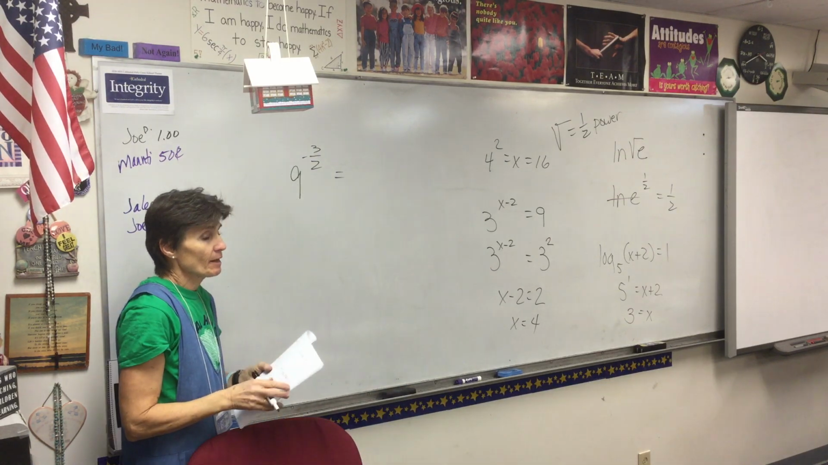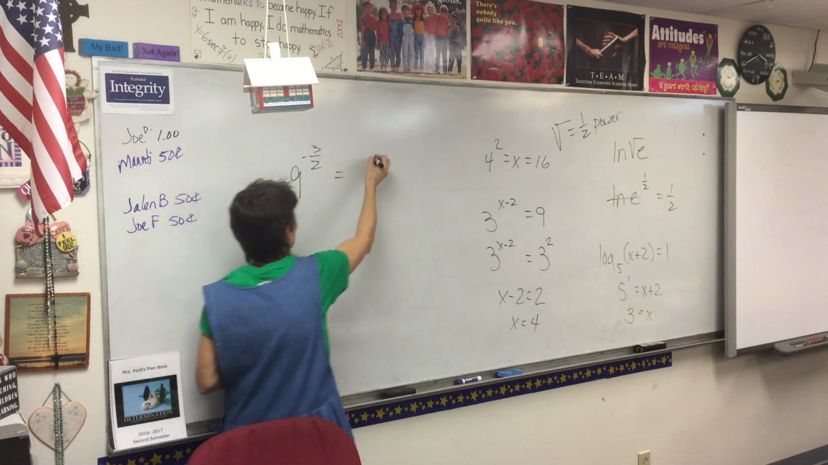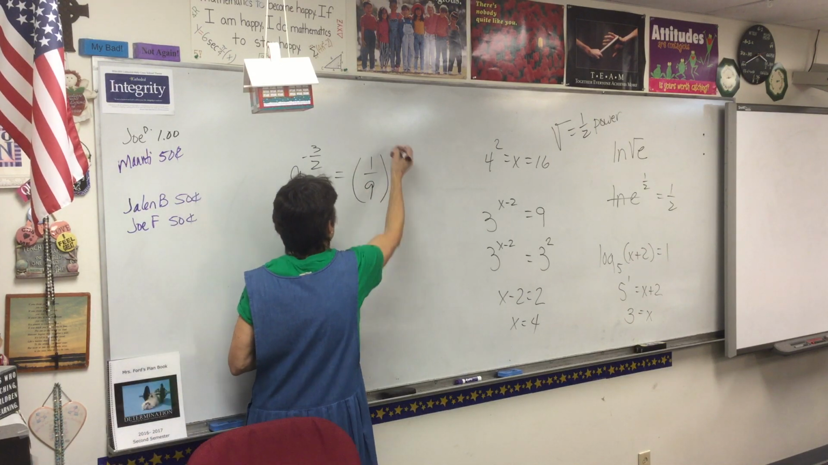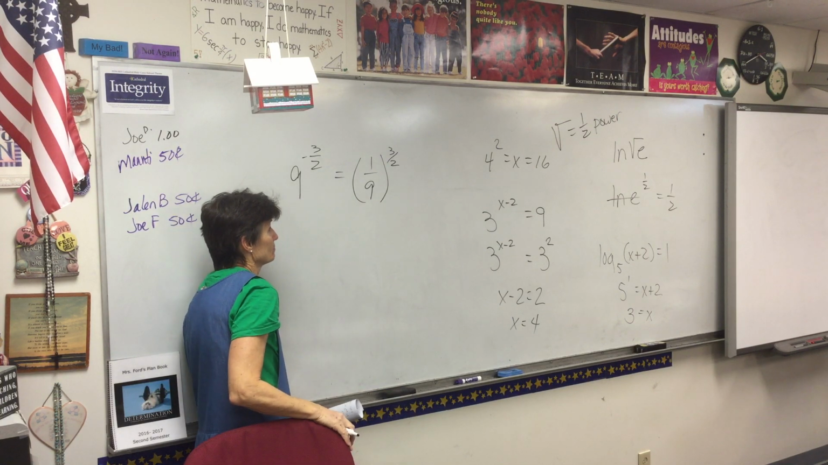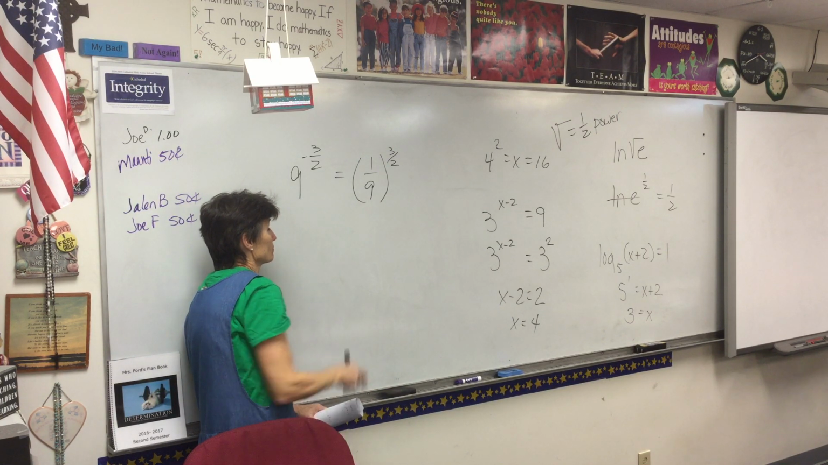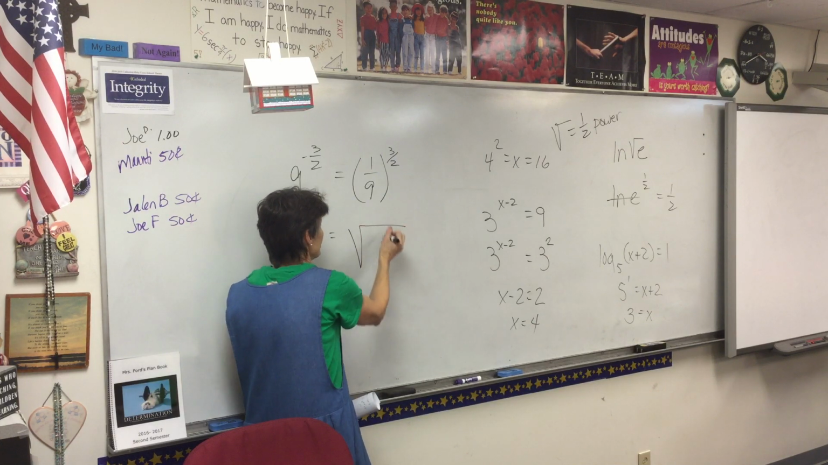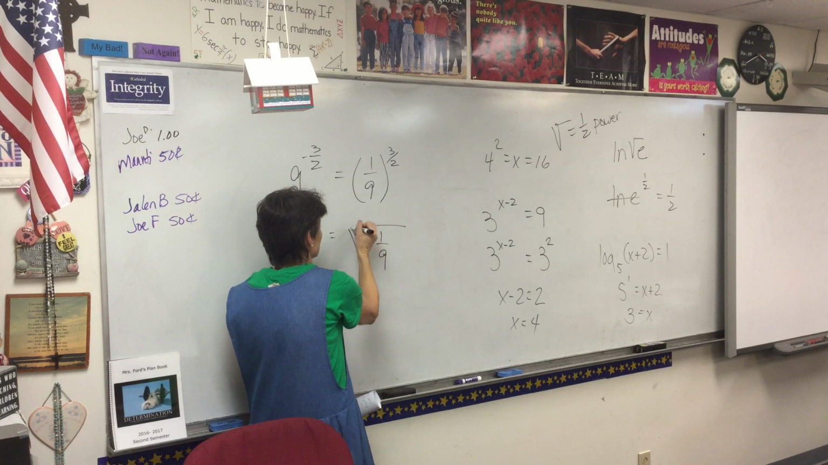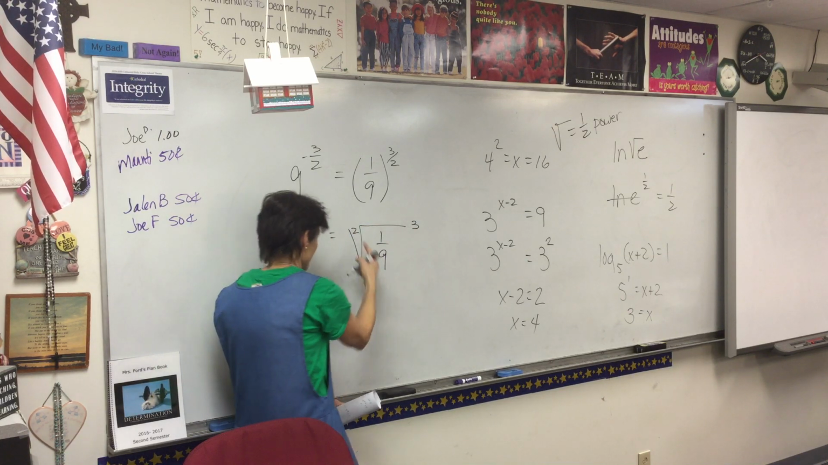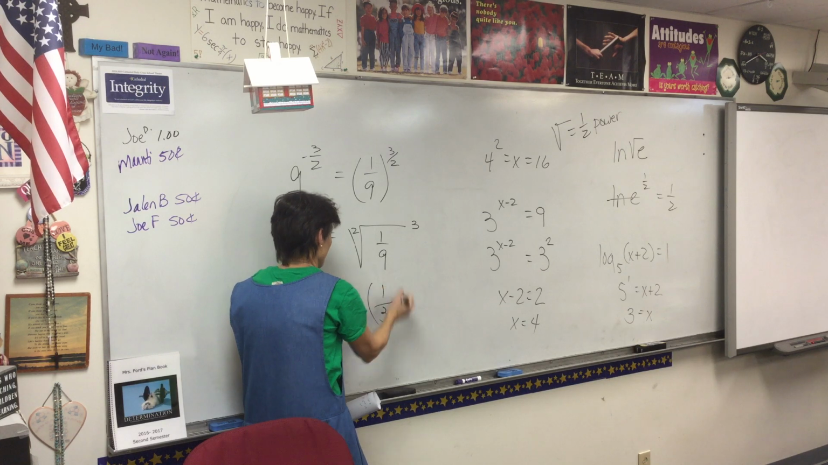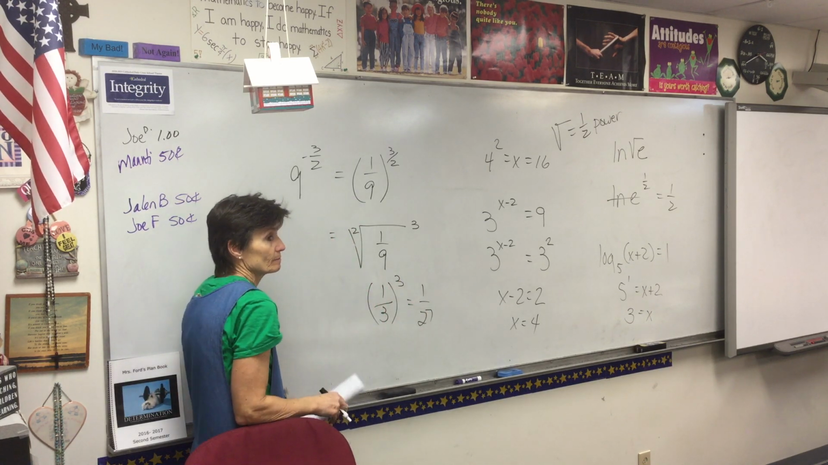All right, how about this guy? We know what to do. Flip it, so it's going to be 1/9 to the 3/2. Which means the square root of 1/9 cubed. So the square root of 1/9 is 1/3, and 1/3 cubed is 1/27. Yep.